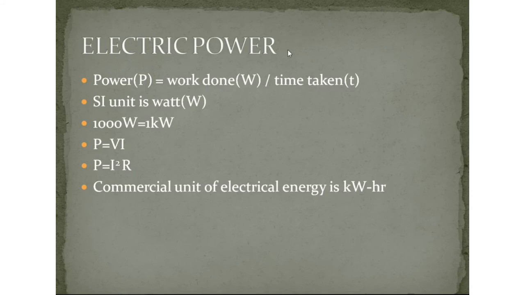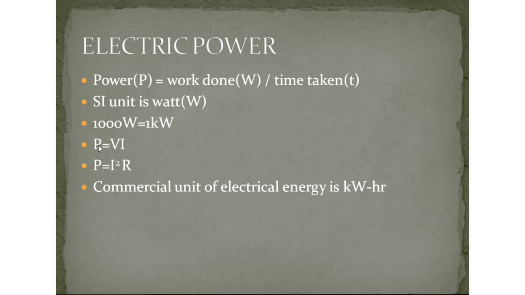Now electric power. In mechanics we have learned that power is nothing but work done by time taken. So electric power is also electric work done by time taken. The SI unit of power is watt, represented by capital letter W. Actually, watt is a small unit. Therefore, a bigger unit of electric power called kilowatt is used for commercial purposes. So it is obvious that 1 kilowatt is equal to 1000 watt.